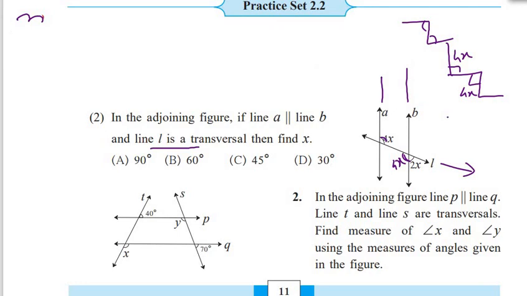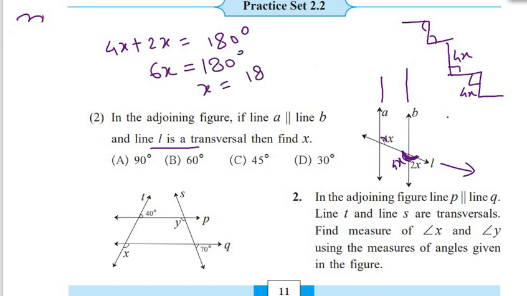Now if we add 4x plus 2x, if I add these two, then they form a linear pair, and therefore we can write 4x plus 2x is equal to 180. Linear pair addition is 180 degrees. Okay, and 4 plus 2 is 6x. 6x is equal to 180 degrees, and therefore x is equal to 180 divided by 6. 6 threes are 18, that is 30 degrees. Option D is your correct answer.